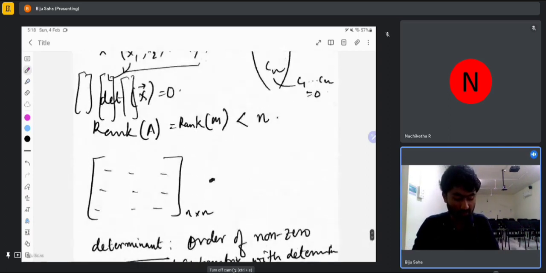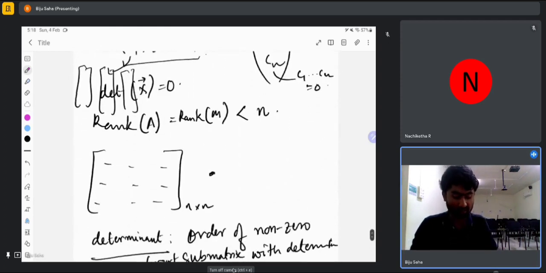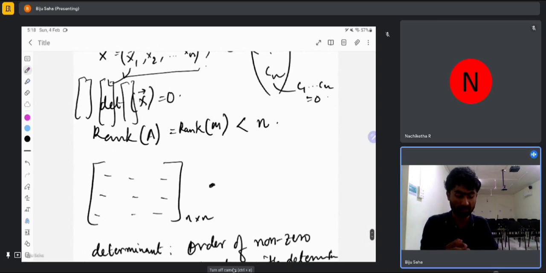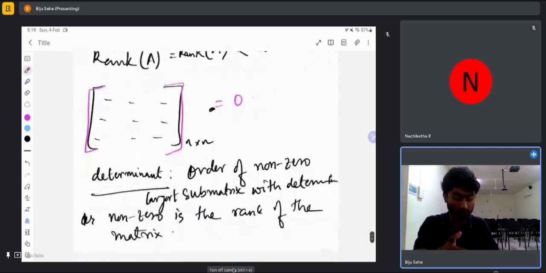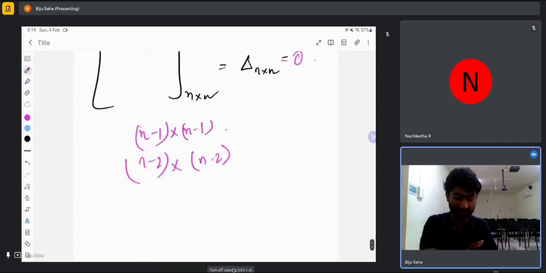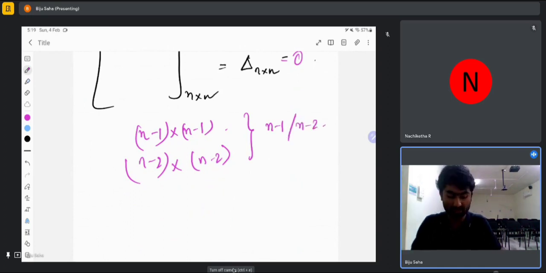So that brings us to the conclusion of this particular problem: if we want the rank of the augmented matrix to be lesser than the number of variables, then we need this n cross n matrix to have a determinant of 0. Only then would we go to a submatrix of size lesser than n cross n, say n minus 1, n minus 2. So with that we can conclude that the rank of the matrix can be n minus 1 or n minus 2, depending upon the size of the submatrix.